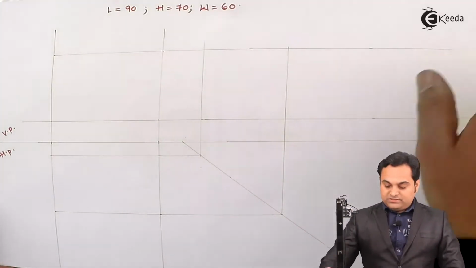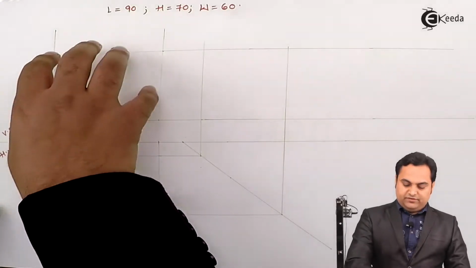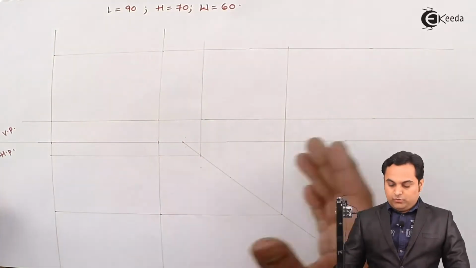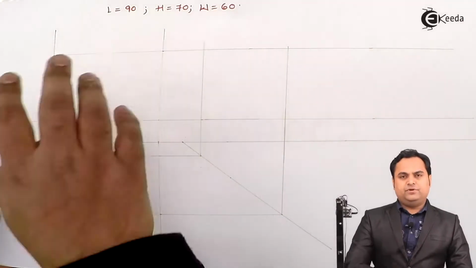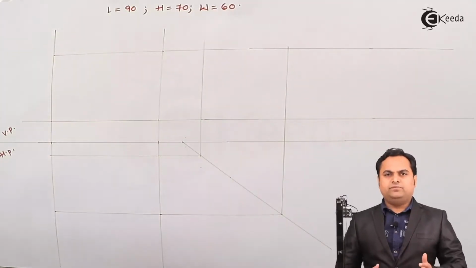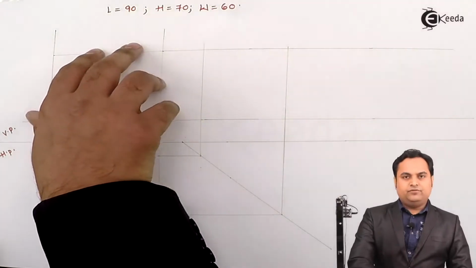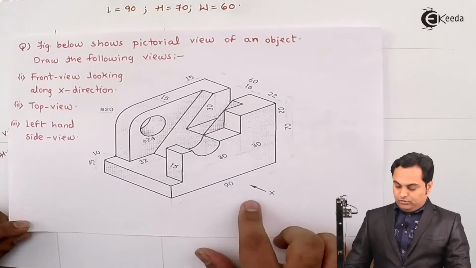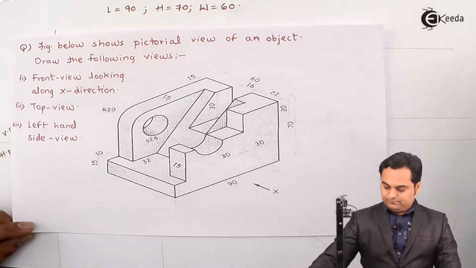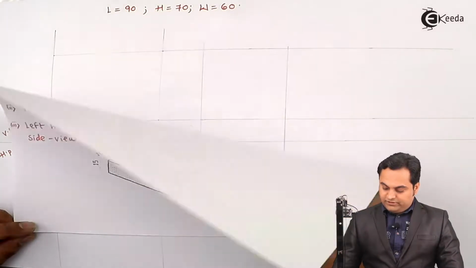Now once the spacing has been understood, that is here will be front view, top view and side view, we can start with the question. And here I have to draw the front view first, because when we are drawing we have to keep this sequence that draw the front view first, then top view and then side view. So let us get started. Now looking along x direction, I am going to get the front view.